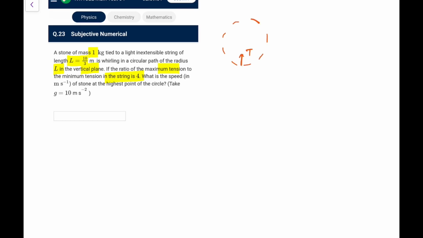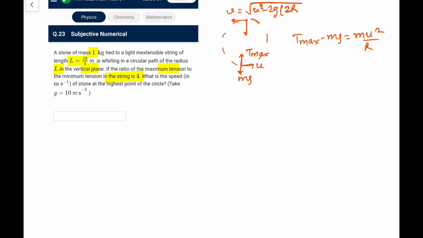Max is at the lowest point, that is T max. Let's call the speed u. This is mg. So what we have, T max minus mg is mu square by r. And when it goes up, we know the velocity would be under root of u square minus 2g into h. H is 2r. And here tension would be down and mg is also down. So it is T min. So what you have, T min plus mg is equal to mv square by r, where v square is u square minus 4gr.